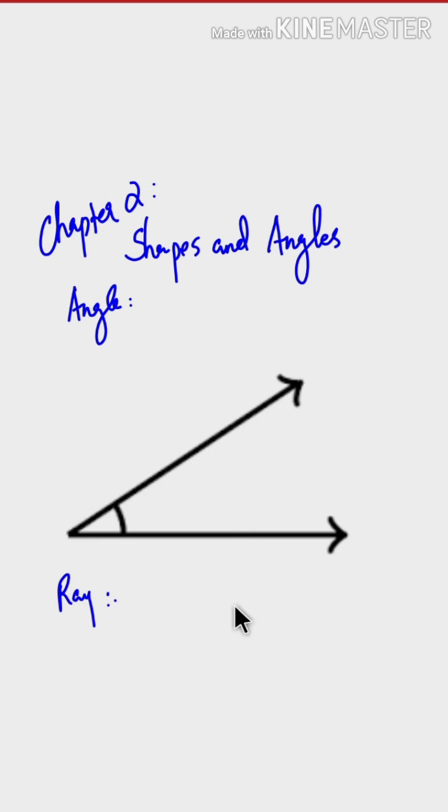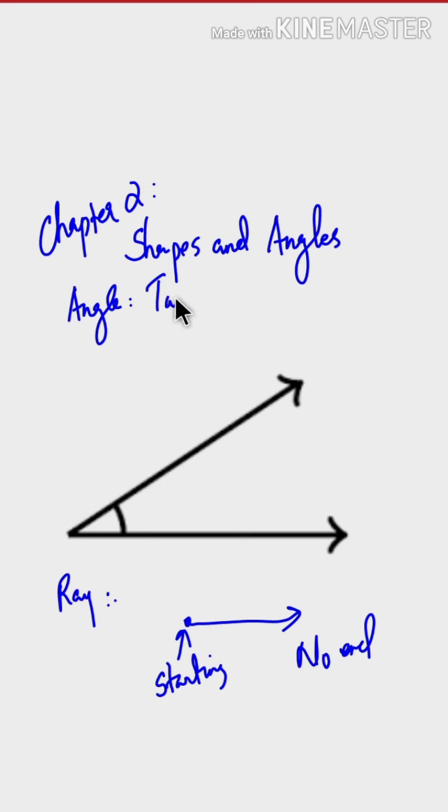A ray is just like this. It should have a starting point but no ending point. No ending point. This is a ray. Now if we combine two rays just like this, we get an angle. So we can define an angle as: an angle is formed by two rays.